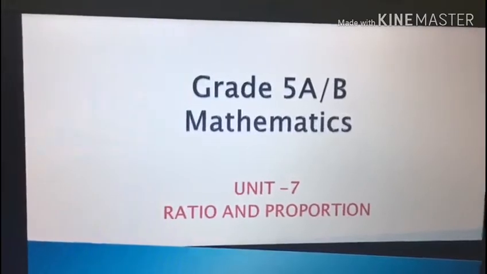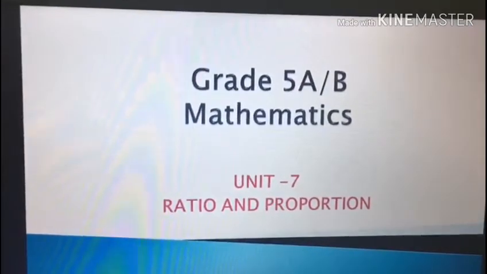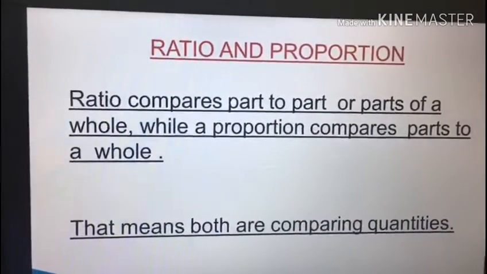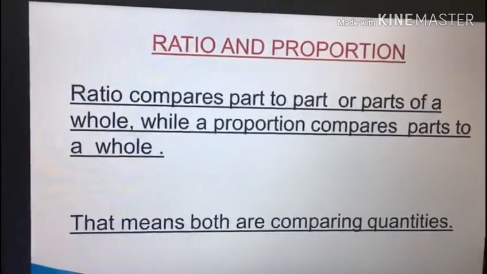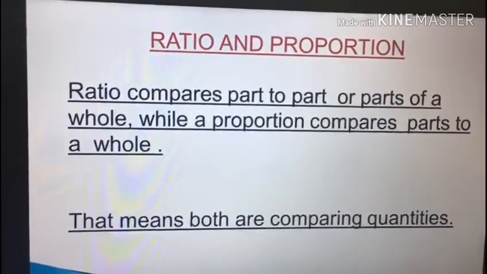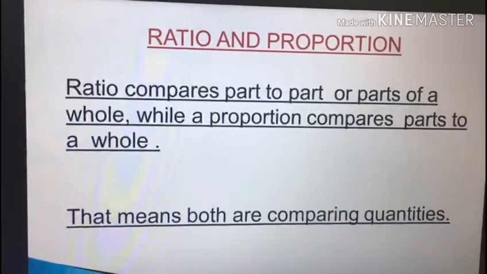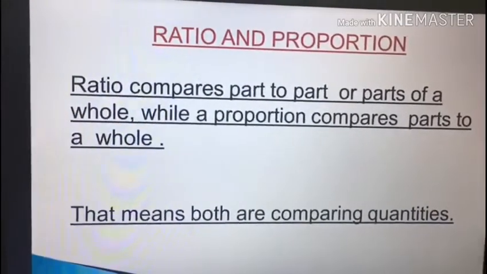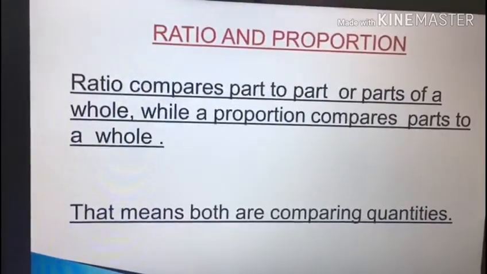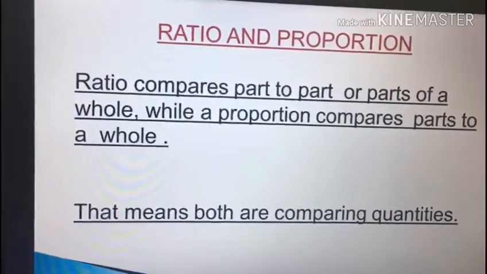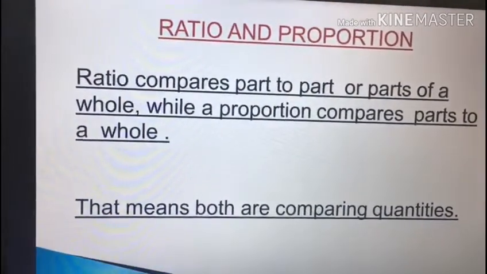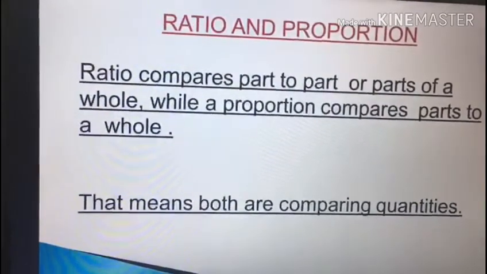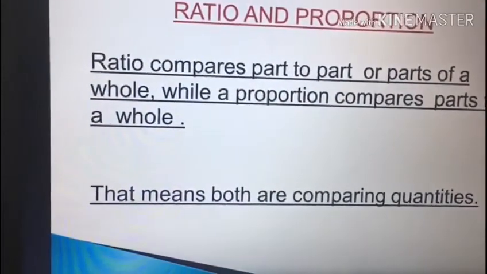Children, today we are going to our new unit, Unit 7, Ratio and Proportion. First I will explain briefly what ratio and proportion are. Ratio and proportions are used to compare different quantities. Ratio compares part to part, while a proportion compares parts to a whole. So both of these are used to compare quantities.